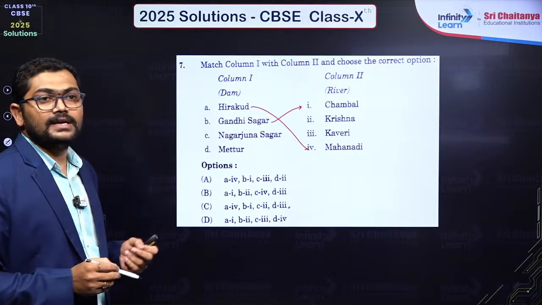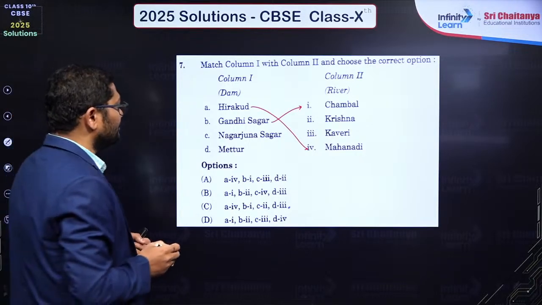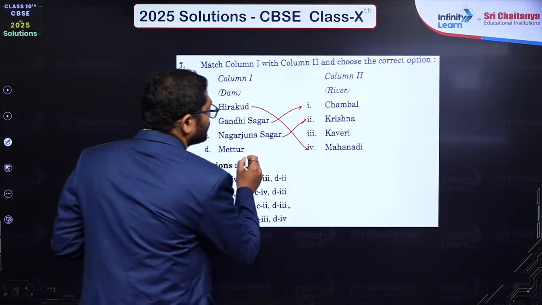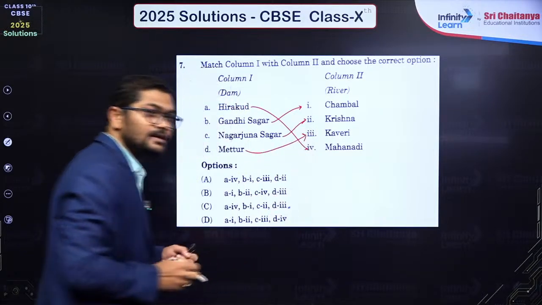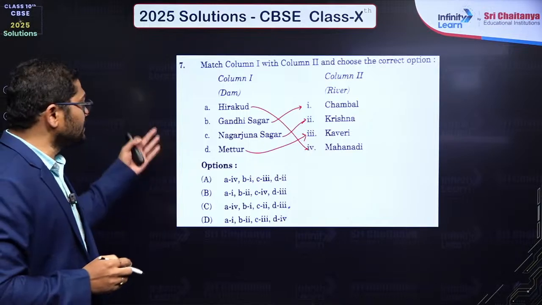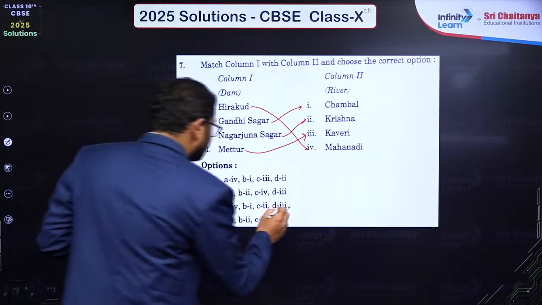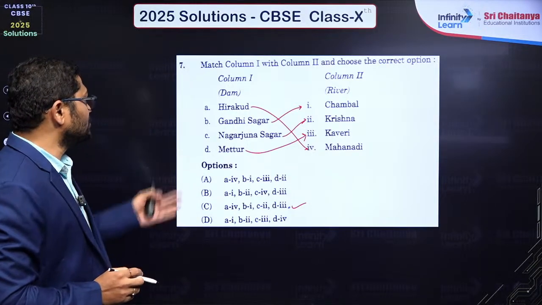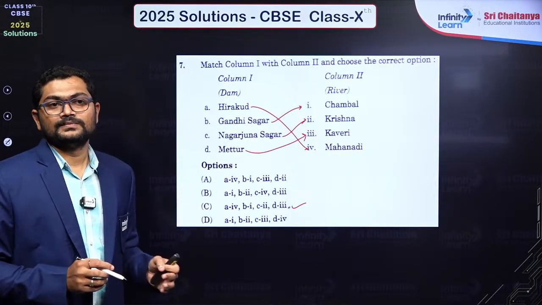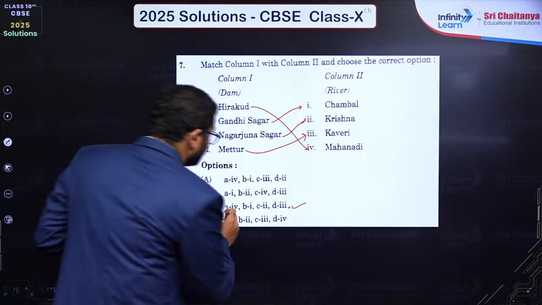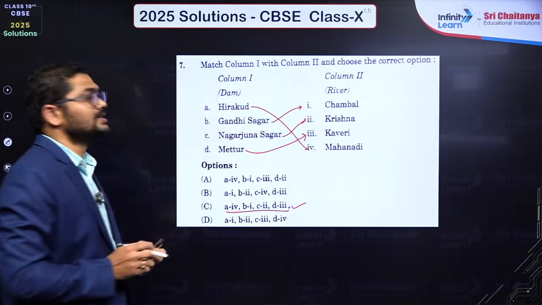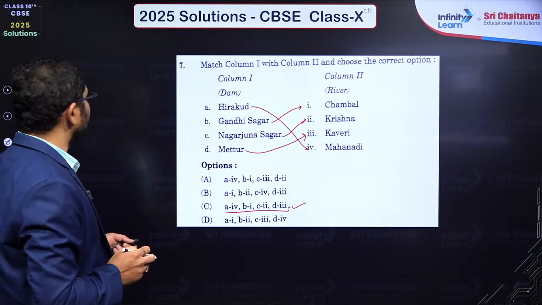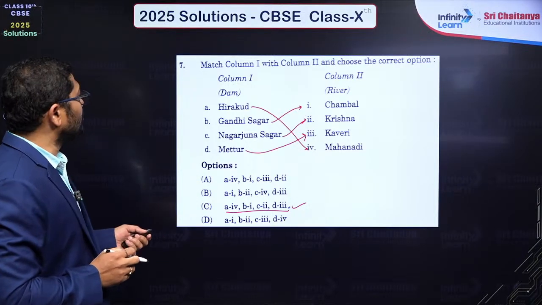We have the Rana Pratap Sagar, that is also located on Chambal. Then we have the Nagarjuna Sagar, which is located on the river Krishna. Then we have the Mettur Dam, which is located on the river Kaveri. So if you see this, the correct option will be C, A4, B1, C2 and D3. So option C stands to be true for question number 7. Just a simple matching based on the dams and the rivers from water resources.